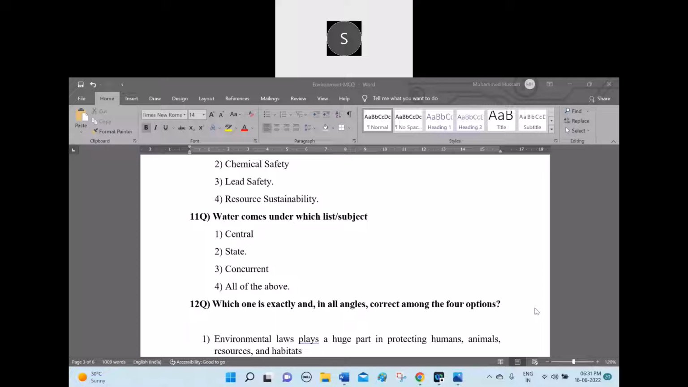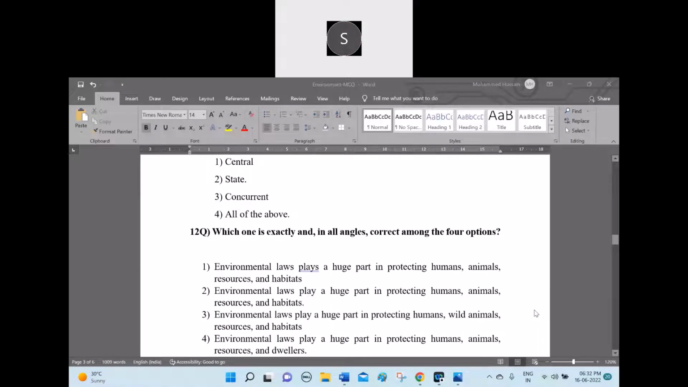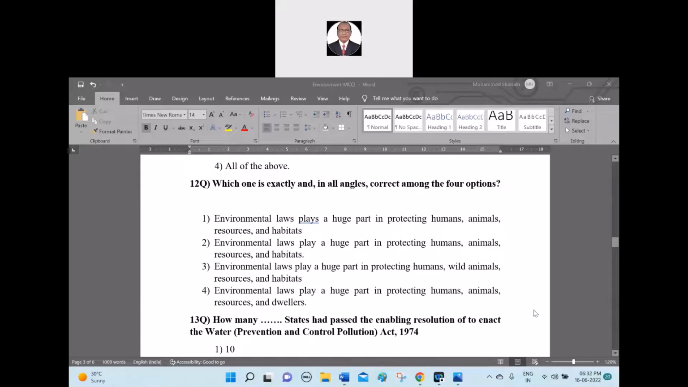Where the police will come? Sir, concurrent, sir. Wrong. It's the state subject, state list. Remaining are state, concurrent. State will fight for water.